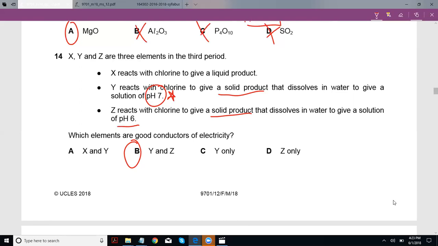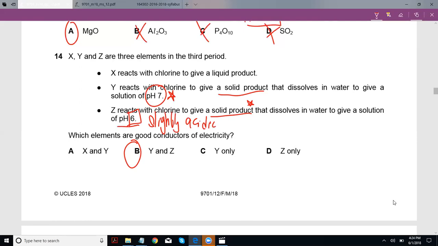So if you have a pH of 6, that is very slightly acidic, not very different to what MgCl2 forms, which has around 6.5 pH. So something of that sort. And since it's a solid product, it indicates that an ionic compound would be formed when this element reacts with chlorine.